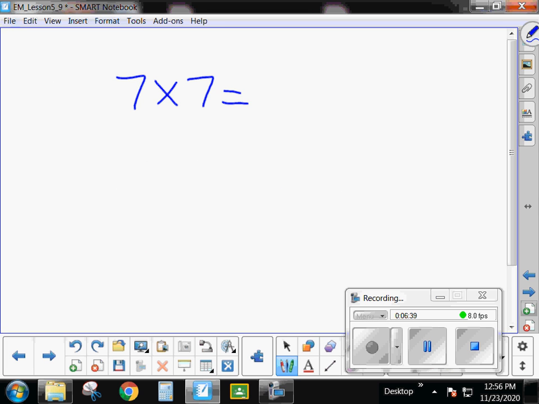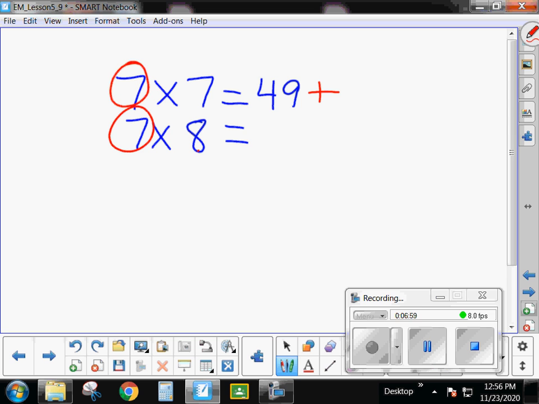So if I know that 7 times 7 is 49, if I am using that to help me solve 7 times 8, I know that 7 times 8 is going to be bigger, right? It's going to be bigger than 7 times 7. So I know I need to add something on. Now, what do I need to add on? Well, I'm going to look to see what factor is the same in both problems. I know that I'm adding on another row of 7 or another group of 7. So 49 plus 7 is 56. Okay, we're going to practice this with a couple of problems.